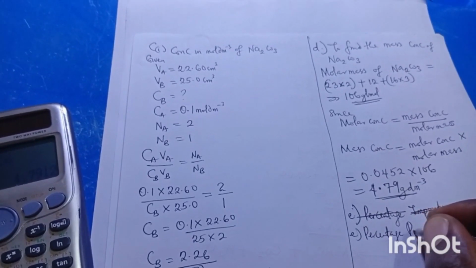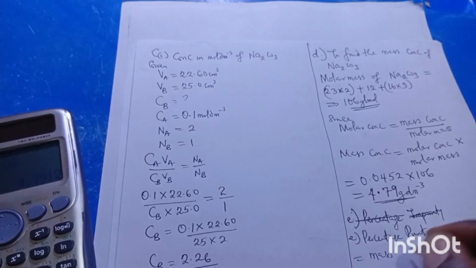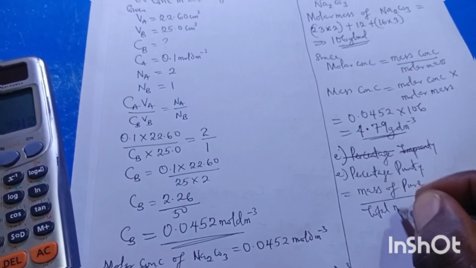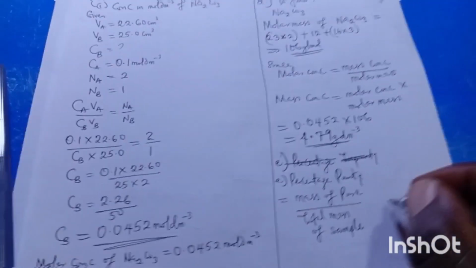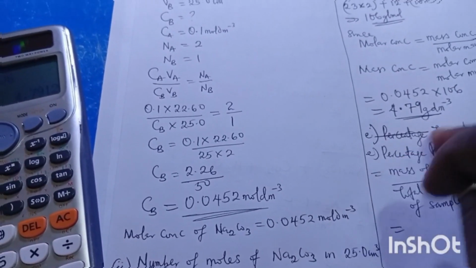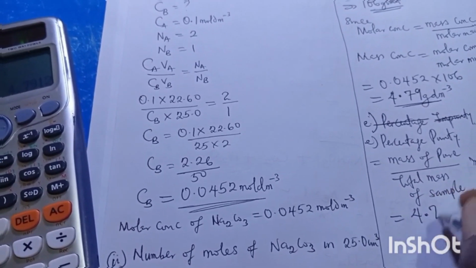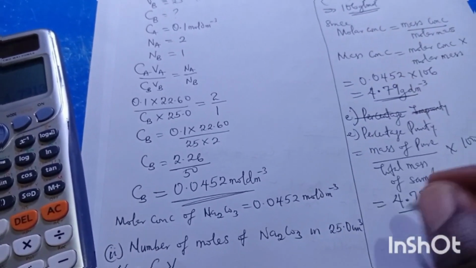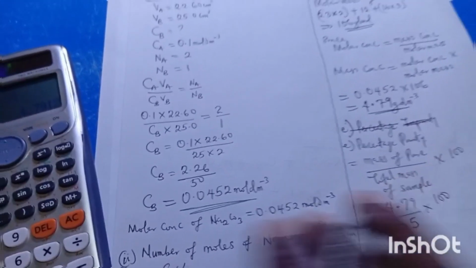Percentage purity. So that one will be mass of pure over total mass of sample, times 100. And what is the mass of pure? This is the mass of pure sodium carbonate, that is 4.79, over the total mass of sodium carbonate given in the question, which is 5.5. So all times 100. So let's work with the calculator.